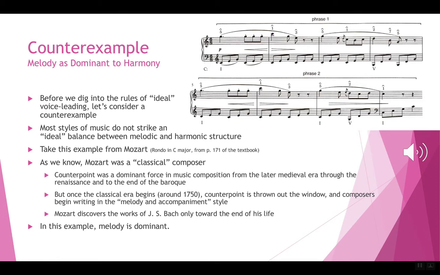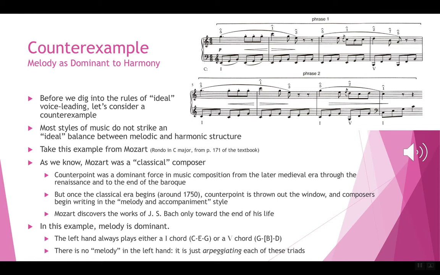In this example, you could certainly say that melody is dominant to harmony. The left hand is always simply playing either a one chord, C, E, G, C, E, G, C, E, G, right, over and over, or a five chord, G, D, G, G, D, G, and there's no B in the left hand, but you can imagine that it's there. In the left hand, there's no melody, it's really just arpeggiating these triads. So you would say Mozart is thinking melodically in the right hand, where he's not really thinking melodically in the left hand, just about chords and arpeggios of chords.